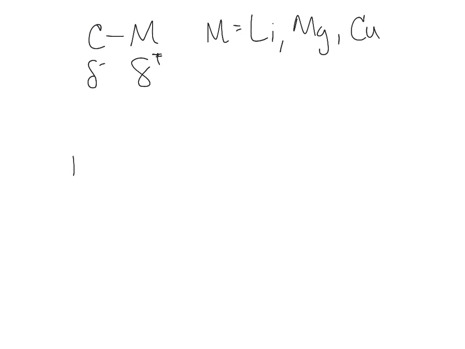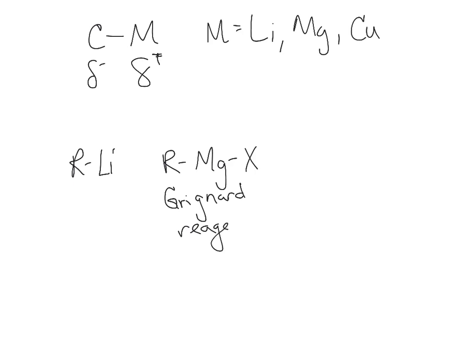So examples would be lithium, so that's an organolithium reagent. If you have magnesium and then some sort of halogen, these are called organomagnesium reagents. They also have another name. They're also called Grignard reagents. And then the copper reagents have two R groups stuck on the copper, and only one of those R groups reacts. But those are our organocopper reagents, or sometimes called organocuprates.